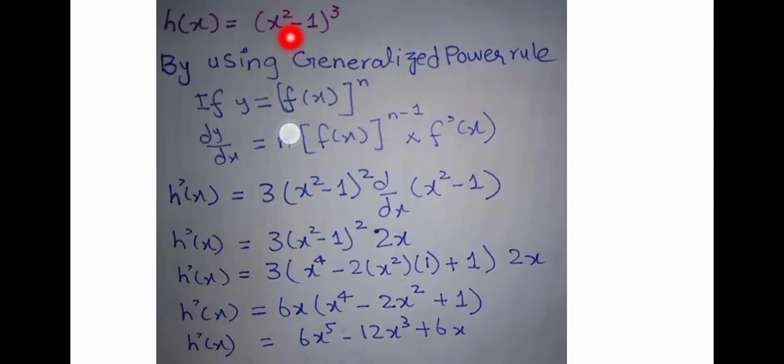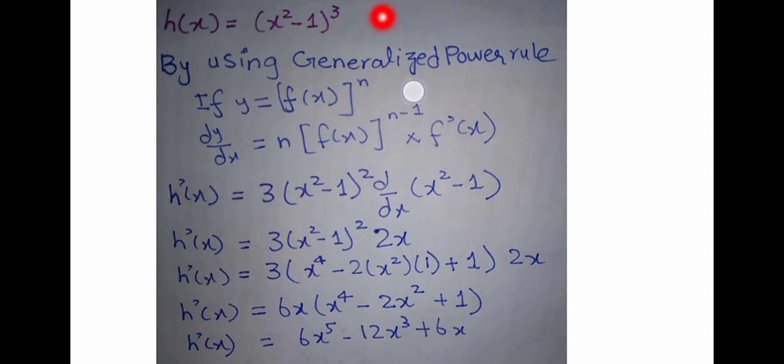Then this is a little bit more confusing, as we have power 3 on the whole expression x squared minus 1. Here we use a new rule which is the generalized power rule, which states that if y equals f(x) raised to power n, then simply this power comes in the front, and this function is raised to power n minus 1, we subtract 1 from this power, and we take the derivative of this function f(x), not the power. We ignore the power when taking the derivative.